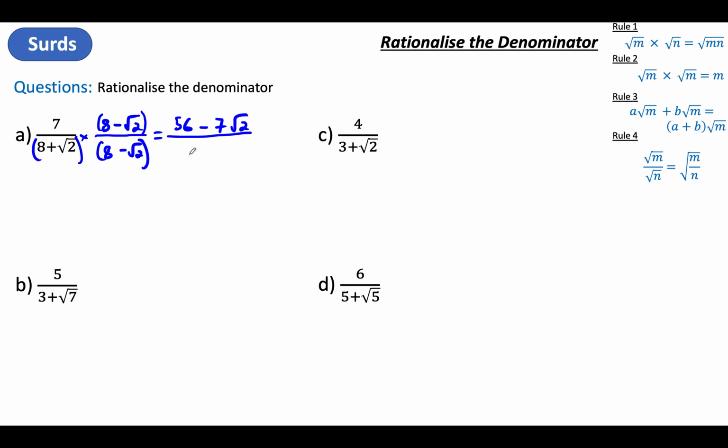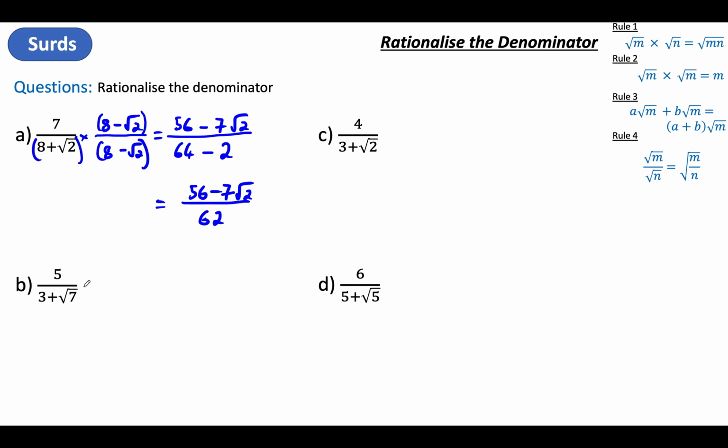And underneath, we're going to have 8 times 8, which is 64. And I'm going to do the shorthand version here, because you would have had positive 8 root 2, negative 8 root 2. They would have disappeared, leaving you with root 2 times root 2, which is 2. And we can simplify that to 64 take away 2, which is, of course, 62. So you should end up with 56 take away 7 root 2 over 62. Good.